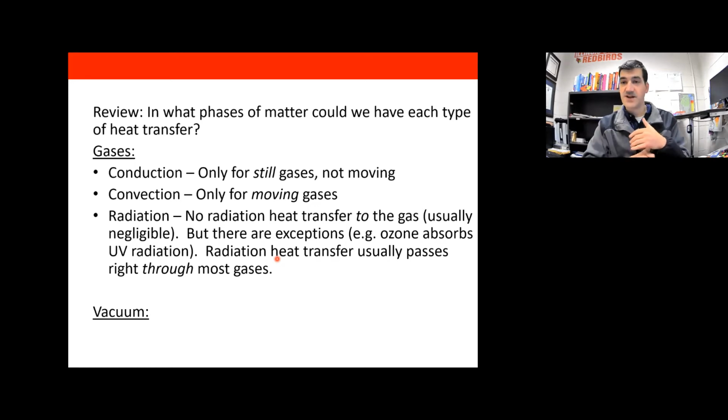So there's no conduction and there's no convection in a vacuum, but there is radiation, because that is just electromagnetic waves that don't need any medium to pass through. So as we saw before in the previous slide or two, radiation can pass through certain types of solids and liquids and gases, but it doesn't need a medium. It doesn't need a material to pass through. It can travel through space perfectly fine.